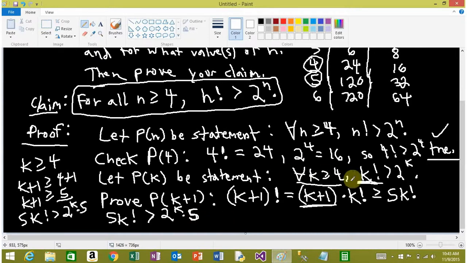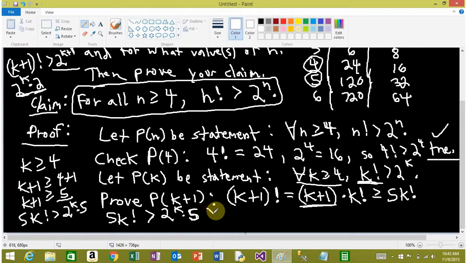But what we want is we want k plus 1 factorial to be greater than 2 to the k plus 1, right? Well, what's 2 to the k plus 1? 2 to the k plus 1 is 2 to the k times 2, right? So if we have 2 to the k times 5, that should be greater than 2 to the k times 2, right? So there we go.